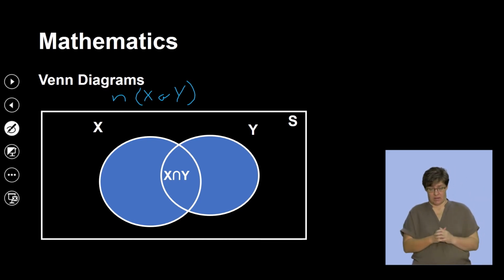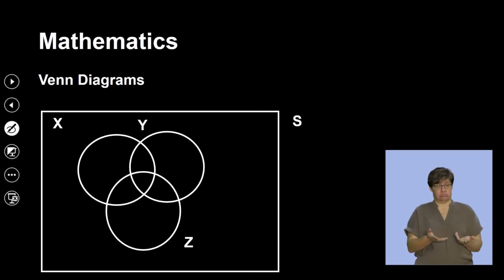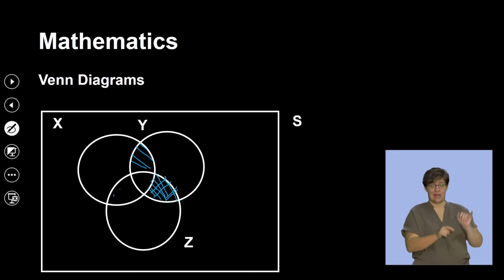In this case, we've only shown 2 sets that are intersecting, but we could add a third set. Look what it looks like. In this case, we've got X, Y, and Z. Notice that we have 4 different types of intersection. In fact, we've got the intersection between X and Y. So that is the intersection between set X and Y. This is the intersection between set Y and Z. And this is the intersection between X and Z.